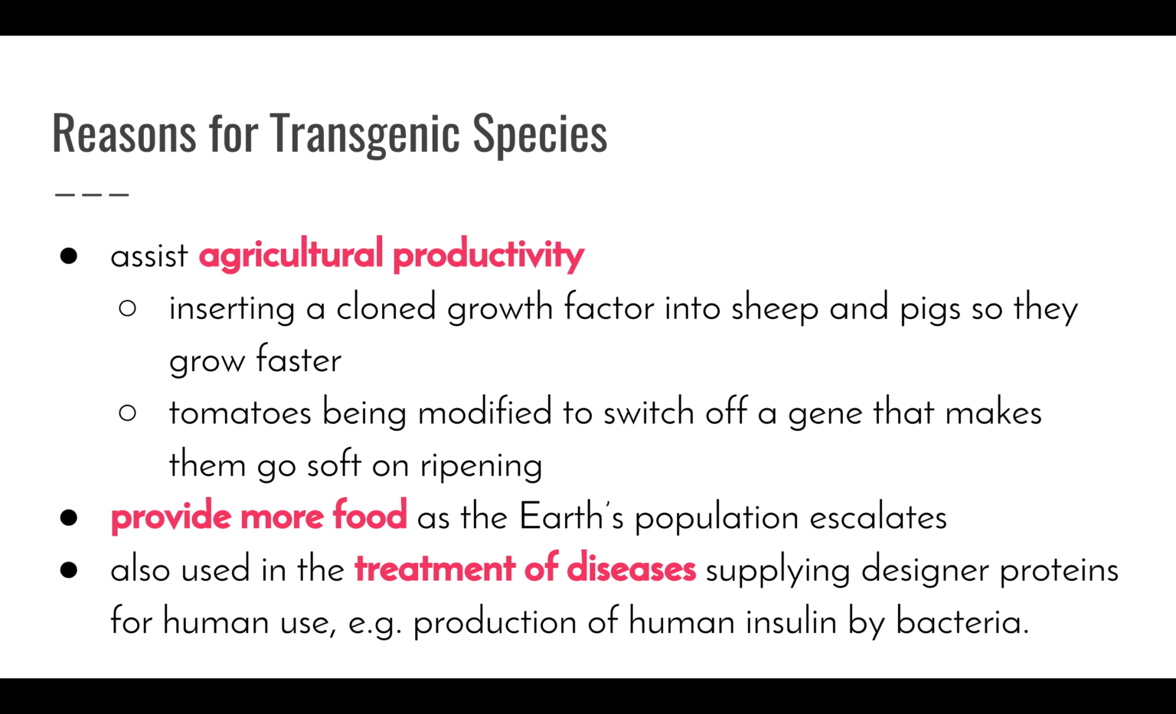There are several reasons for the introduction of transgenic species. Many transgenic species have been introduced to assist agricultural productivity. Examples include inserting a cloned growth factor into sheep and pigs so they grow faster, and tomatoes being modified to switch off a gene that makes them go soft on ripening. Transgenic species can also provide more food as the Earth's population begins to increase. Genetic engineering techniques are also used in the treatment of diseases, supplying designer proteins for human use, such as the production of human insulin by bacteria.